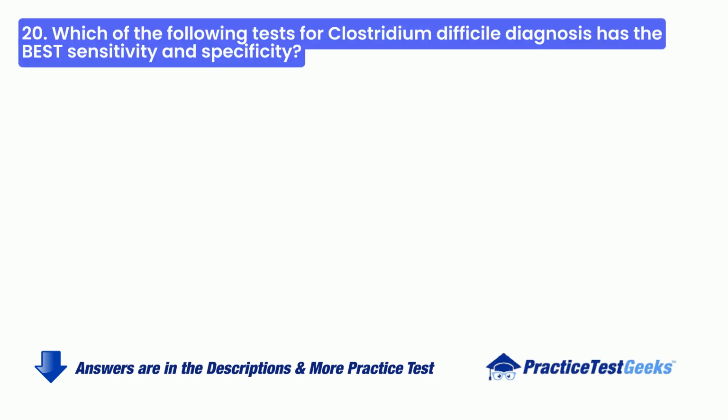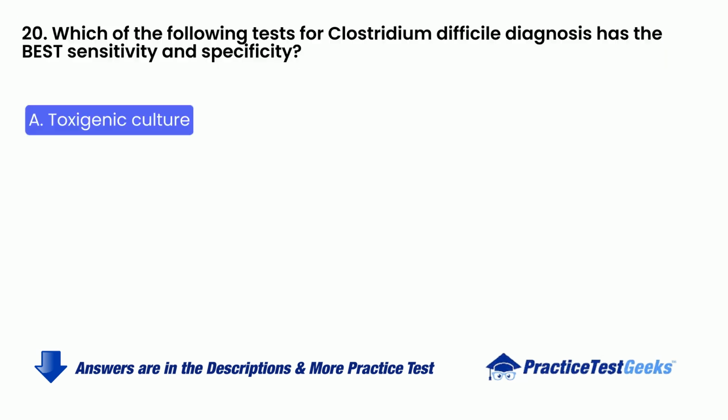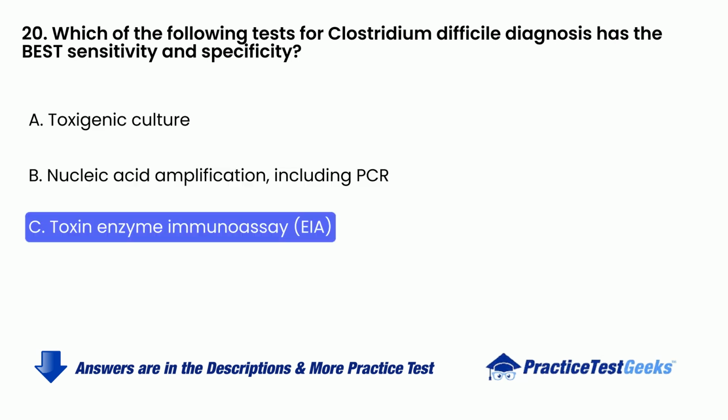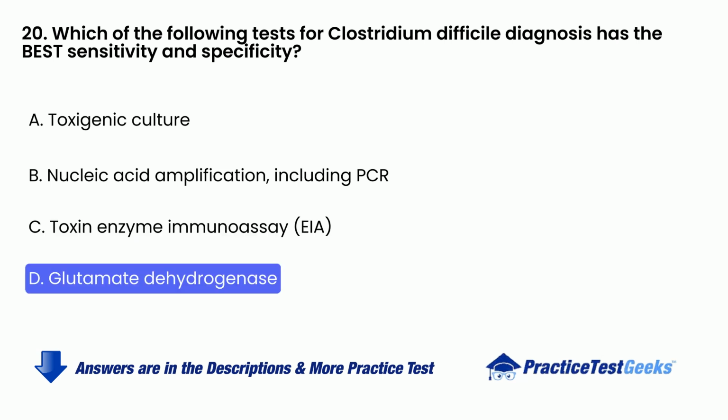Which of the following tests for Clostridium difficile diagnosis has the best sensitivity and specificity? A. Toxigenic culture. B. Nucleic acid amplification, including PCR. C. Toxin enzyme immunoassay. D. Glutamate dehydrogenase.